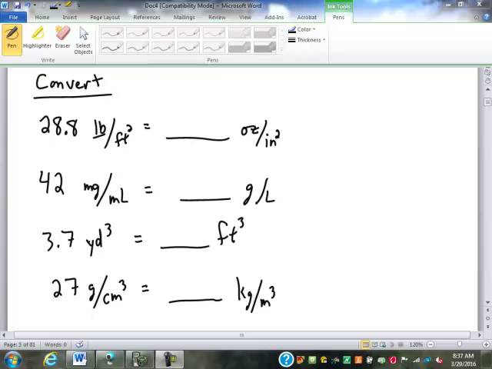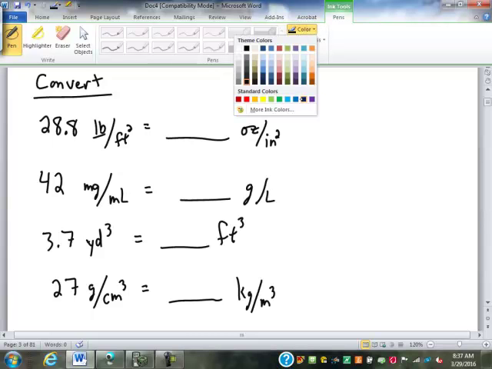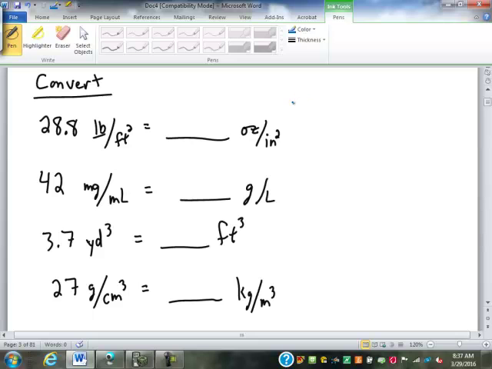So let's take a look here and see how you did. The first one, 28.8 pounds per 1 square foot. How are we going to convert that? Well, we've got to either convert the pounds or the square feet. Which one did you guys start with?